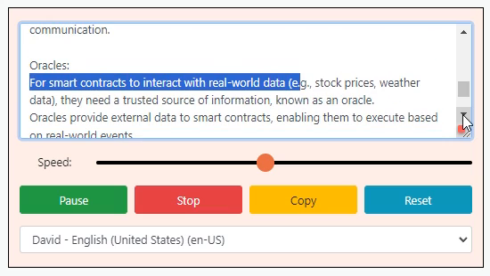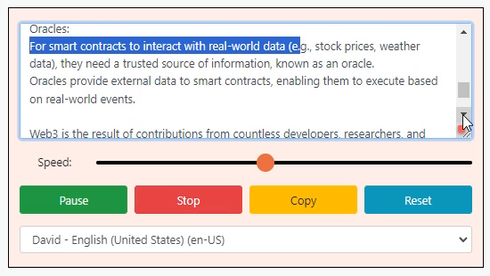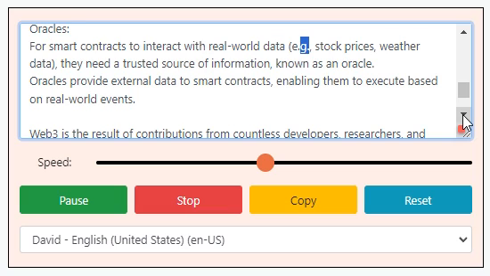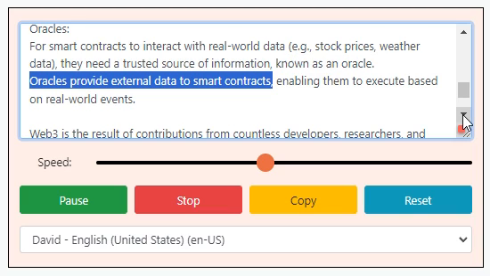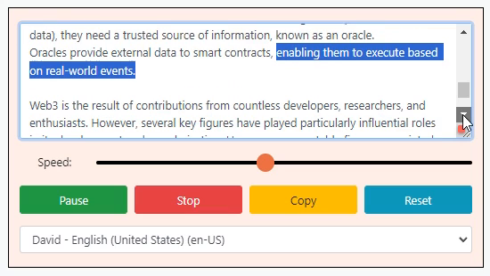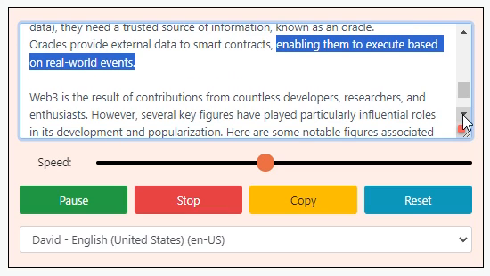Oracles. For smart contracts to interact with real-world data, e.g., stock prices, weather data, they need a trusted source of information, known as an oracle. Oracles provide external data to smart contracts, enabling them to execute based on real-world events.